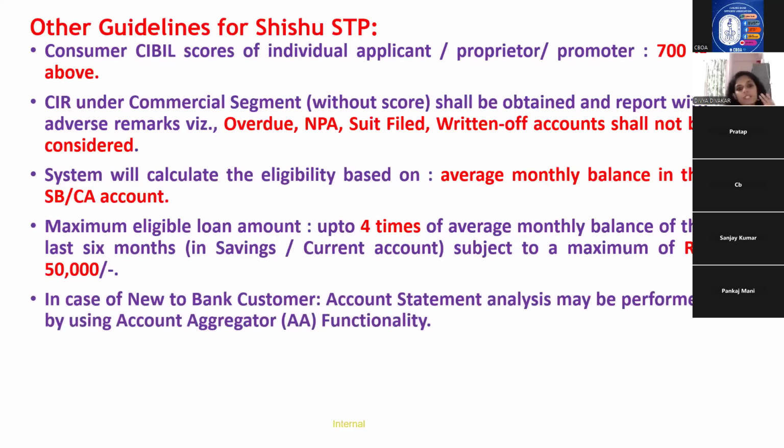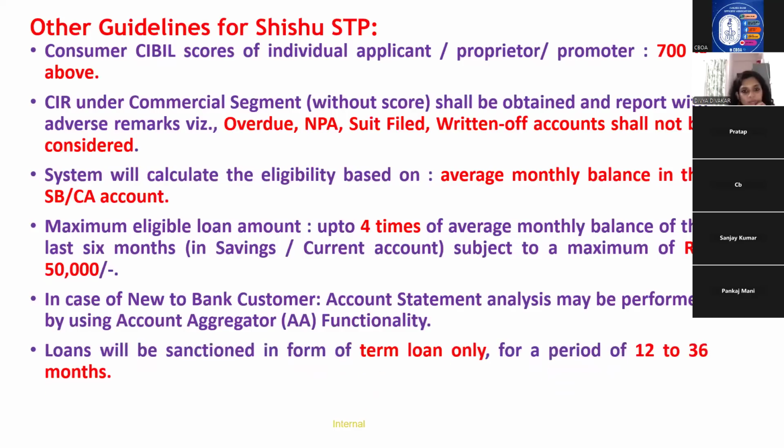If the customer is new to bank, we are supposed to do account statement analysis, which is to be done by the account aggregator functionality. Also remember, this Shishu STP loan will be given as a term loan only, for a period of 12 to 36 months.